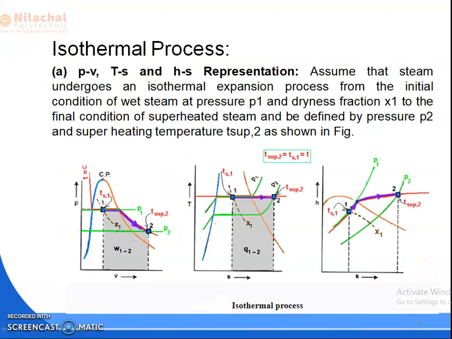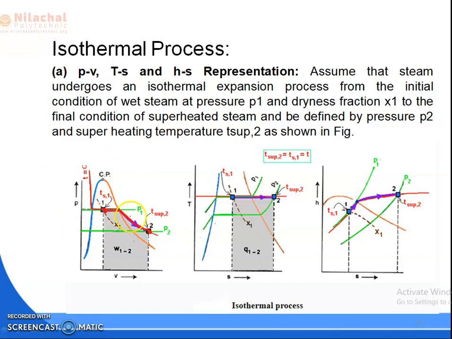Then we will go for the isothermal process, PV, TS and HS representation. So in the PV diagram, this is your constant temperature line. See, this is your constant temperature line. So state 1 is your what? Wet steam. When you are heating at a constant temperature, it becomes superheated steam. That is your state 2 at pressure P2. State 1 is at pressure P1.